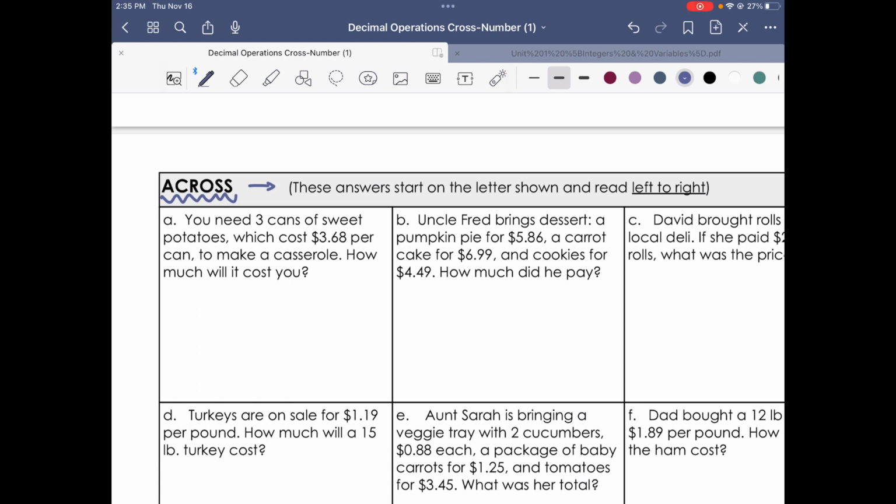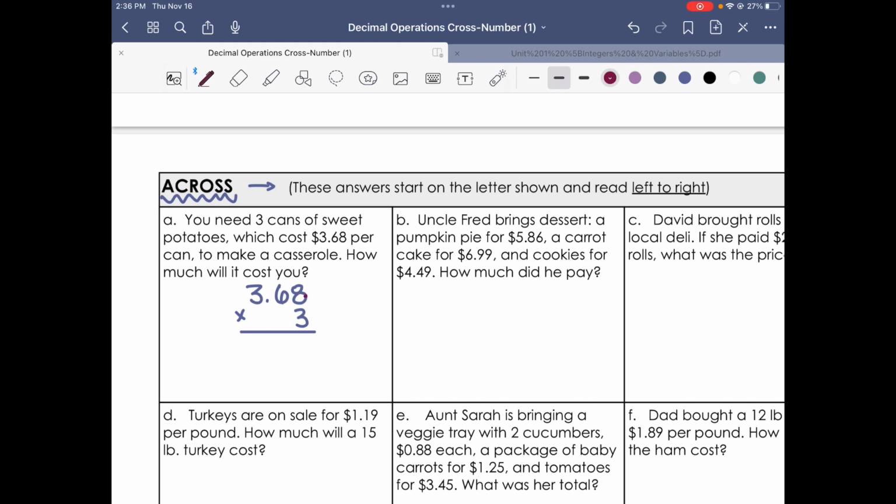Okay, so the first problem says you need 3 cans of sweet potatoes, which cost $3.68 per can to make a casserole. How much will it cost you? You're buying multiple of the same thing here, cans of sweet potatoes. So we're going to take the price of 1 can, $3.68, times 3, because you need 3 cans. You could also add 3.68 3 times if you wanted to.